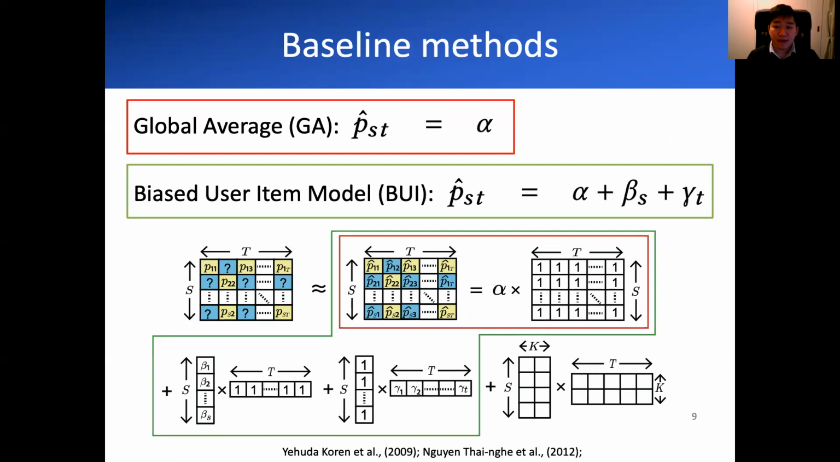The baseline methods we used in this study are the 2 models, as in the former studies. One is the global average model, which takes only the first term in the MF model. And the second one is what we call the BUI model, as in the former studies. That takes the first 3 terms, the bias terms, and omits the interaction term.